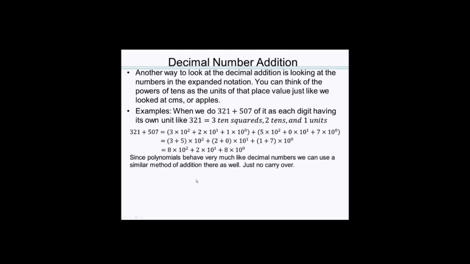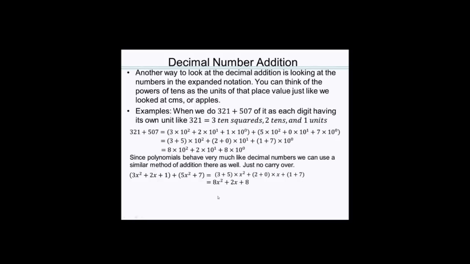But if you expand that process to polynomials, this is how it would look. You're doing the exact same thing. Look at the similarity between here and here. You have 3 plus 5 10 squares versus x squares. 2 plus 0 tens versus x's. 1 plus 7 10 to the 0 versus x to the 0, which is just 1 basically. And so the only difference between decimal addition and polynomial addition is that you don't have a carryover, and it's not going to be 828. It will be 8x squared plus 2x plus 8.